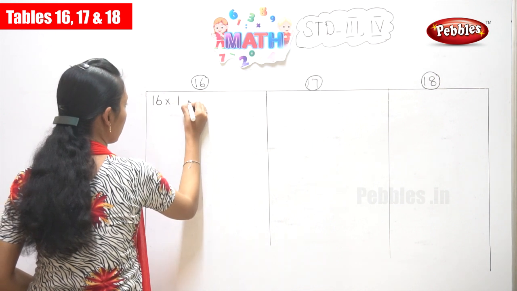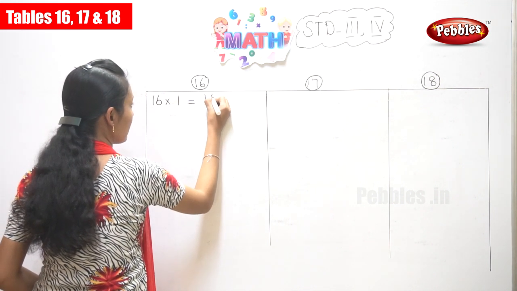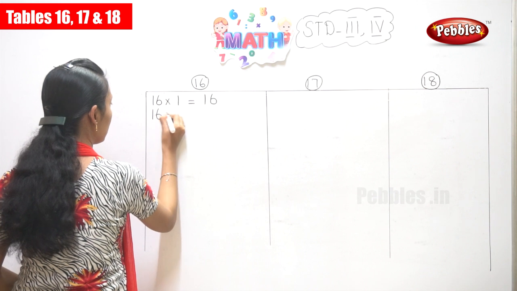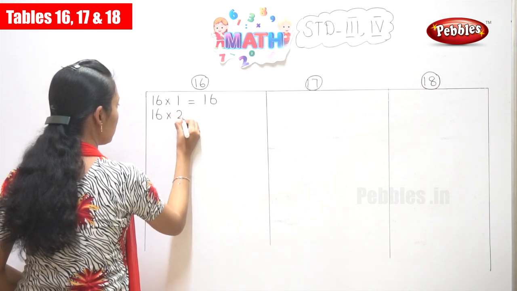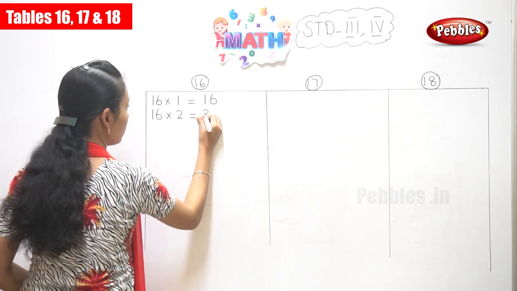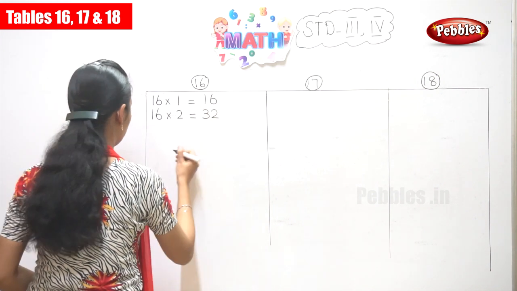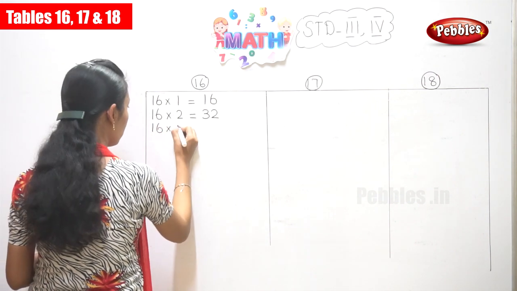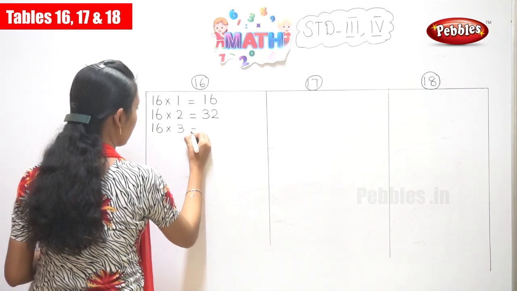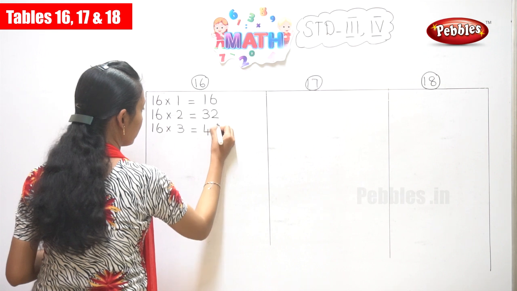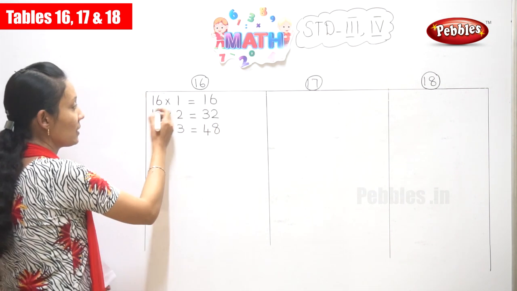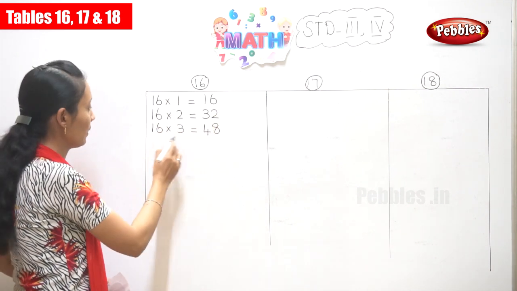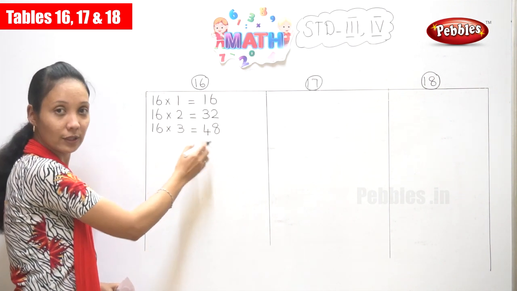16 into 1 is equal to 16. Okay, 16 into 2 is equal to 32. 16 into 3 is equal to 48. 16 into 1 is equal to 16. 16 into 2 is equal to 32. 16 into 3 is equal to 48.